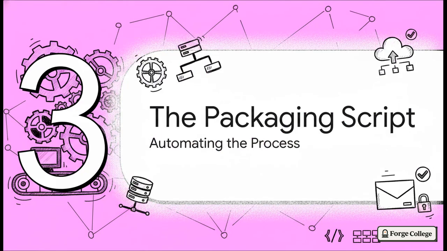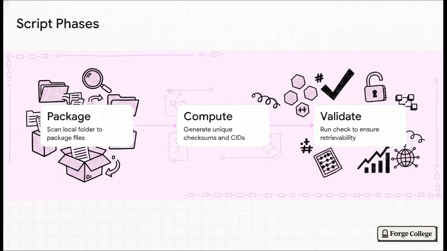Okay, Section 3, the packaging script. Let's head over to our digital assembly line and look at the actual package_validate.py script that we're going to use to make all this happen. Instead of getting totally lost in lines of code, just think of this Python script as a 3-act mission to secure your metadata, JSON, and local assets. First up, we package, meaning we scan our local assets folder to package the files. Second, we compute their unique checksums and CIDs. And third, we validate. We run a check to make absolutely sure they are retrievable.